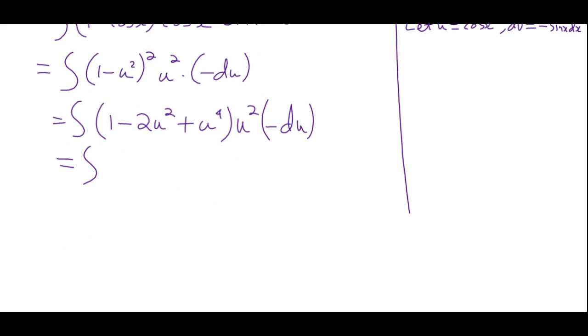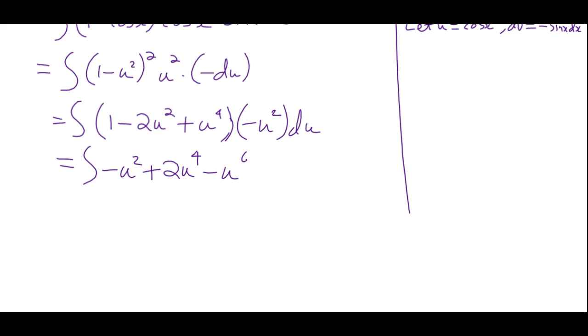Okay, so let's multiply this up. We're just going to get u squared. Actually, let's do that and take the negative with the u squared. So let's write that as negative u squared du. That makes sense, right? So when I go in here, we get negative u squared plus 2u to the 4th minus u to the 6th du.